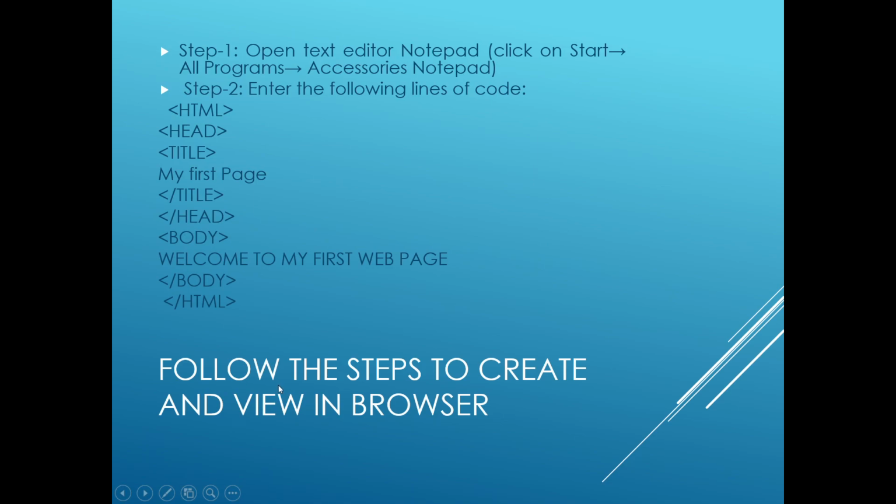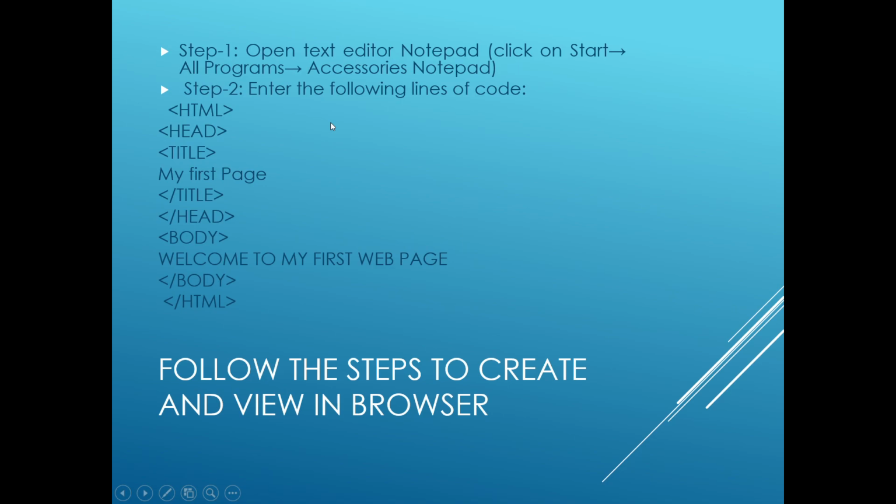Now we will follow some steps to create and view our website in the browser. First step is to open the text editor Notepad. How to open Notepad? First click on the start button, then go to all programs, then accessories, Notepad. Second step is to enter the following lines of code. You can either copy and paste, or you can type it in Notepad.